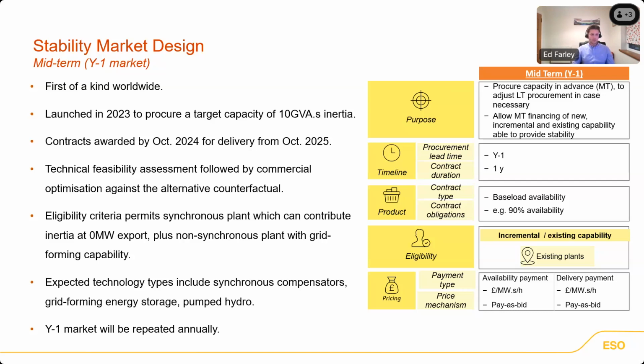With that in mind, the typical types of technology that we see participating in these markets, and particularly the first year of the midterm market, is similar to Pathfinders in that there are some synchronous compensators that we would expect will participate, along with grid forming energy storage as well as pumped hydro storage. And the idea of the year ahead market is we will repeat this annually to be able to secure our requirement year on year. So for example, we will soon be preparing for the second delivery year from October 2026 onwards.